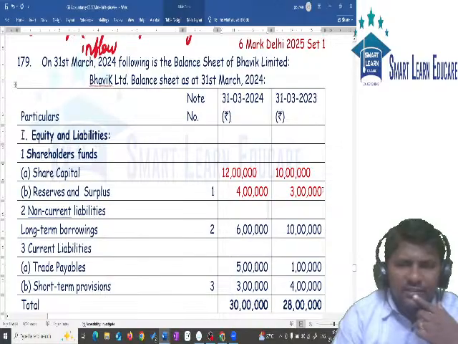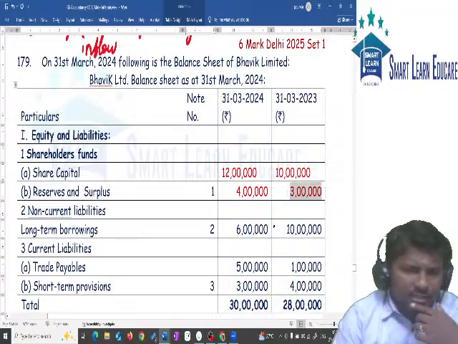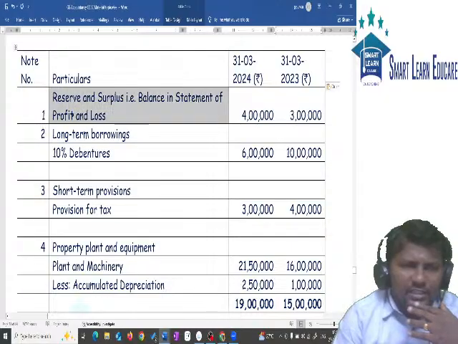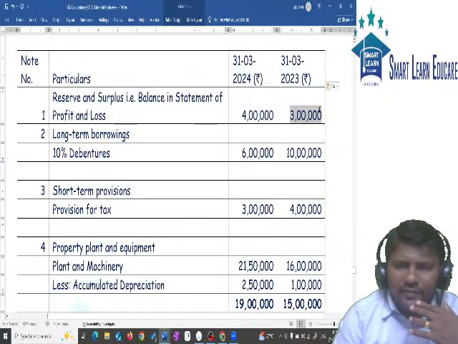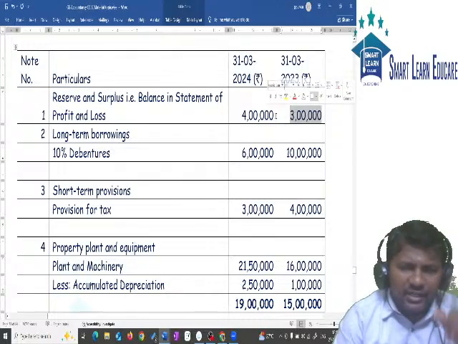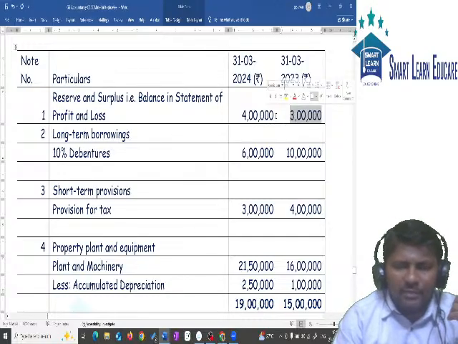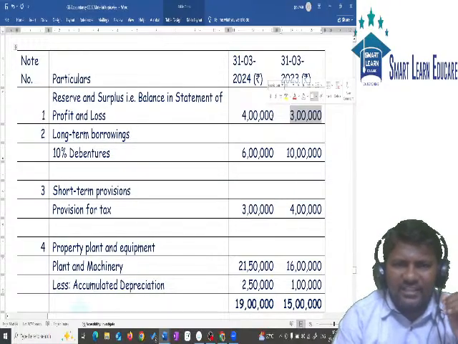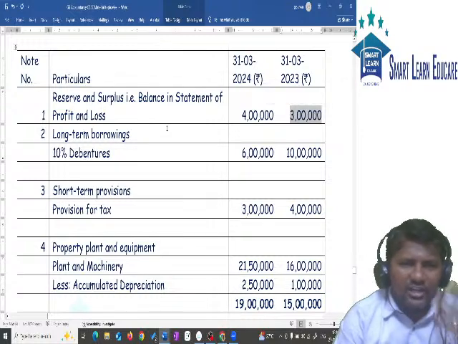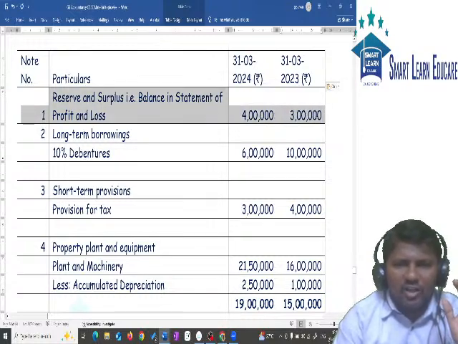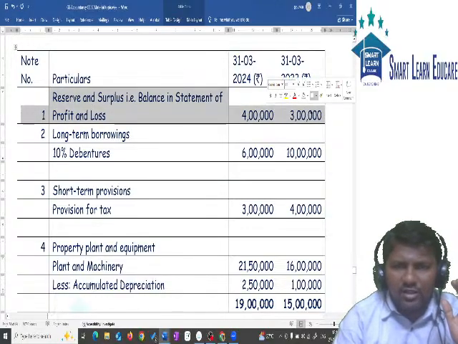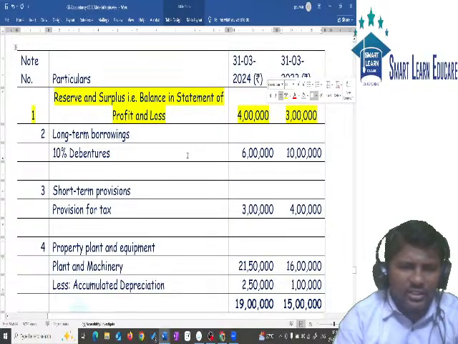Same way, reserves and surplus, note number 1. There is a change in reserves and surplus, for that note number 1 is given. What is the change? It is change in P&L: 3 lakh minus 4 lakh. So the starting point of the question, net profit before change in working capital, comes to 1 lakh. But the question didn't ask for operating activity, so this is not at all required. Note number 1 is not required for this question.